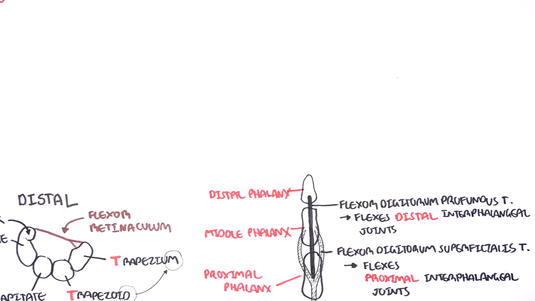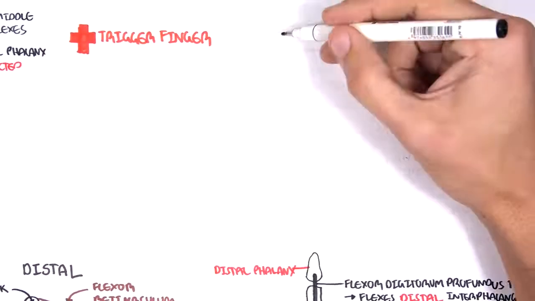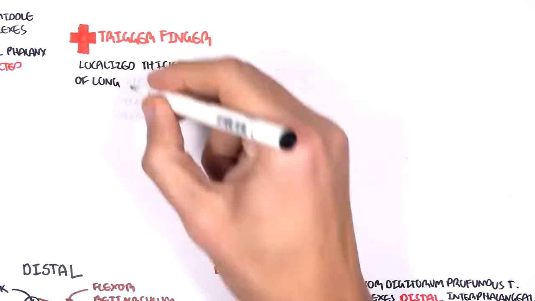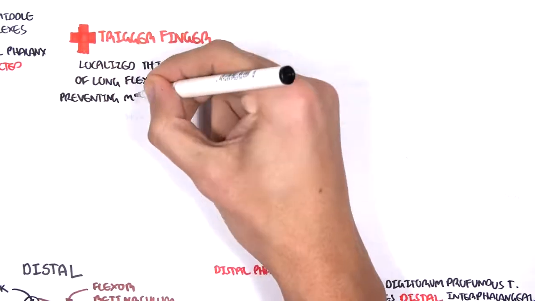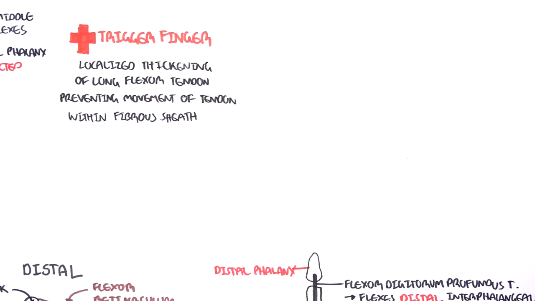Alright, some clinical anatomy. Trigger finger is a condition where there is localized thickening of long flexor tendons, which then prevents movement of the tendon within the fibrous sheath. So just think about it as part of the flexor tendon thickening, creating a lump which prevents movement of the finger. So let's just draw it out.